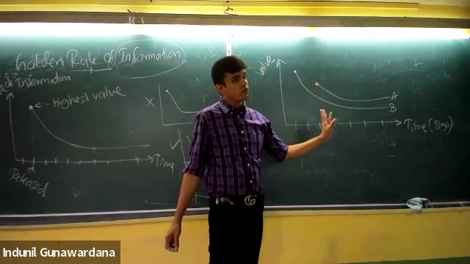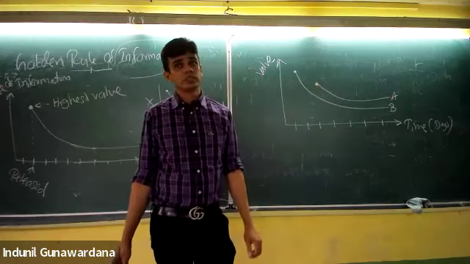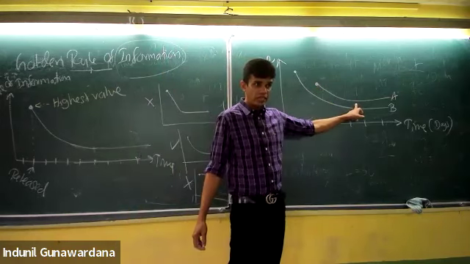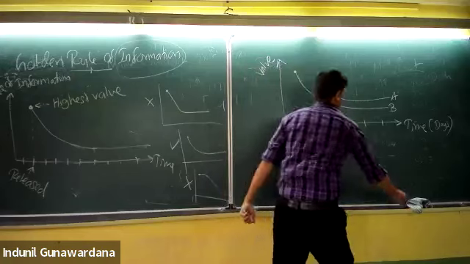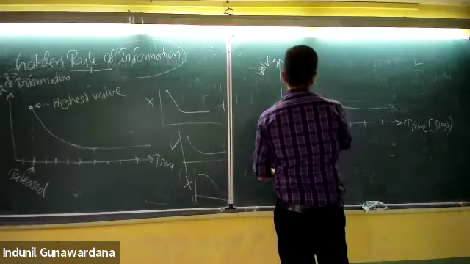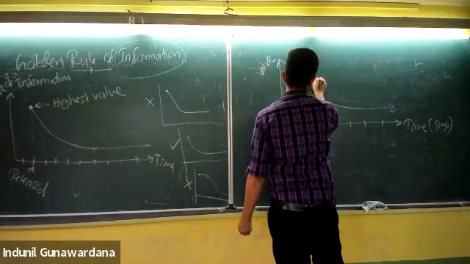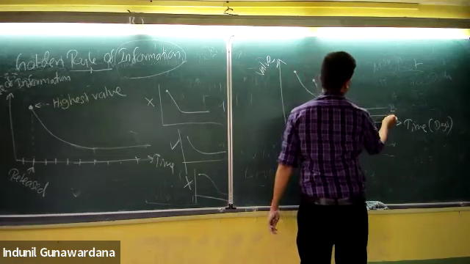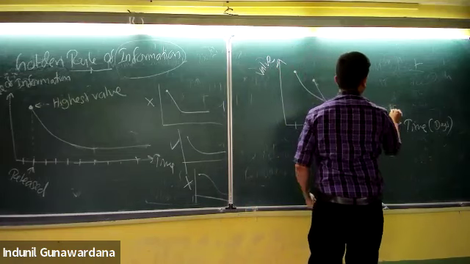Along with the time, which event has the higher value? Event A. Now, I am drawing my graphs in this manner. My exam questions put there. This is the event A. This is the event B.